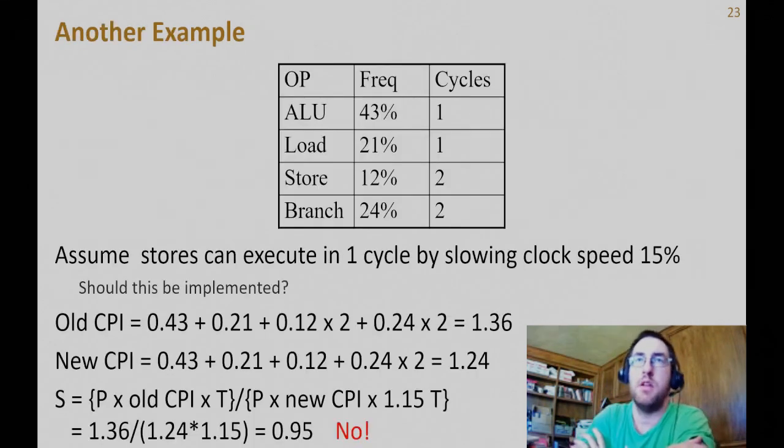So here we've got a table that describes an instruction mix of a program. Suppose 43% of the instructions executed are ALU instructions and they take 1 cycle. 21% of the instructions executed are loads and they take 1 cycle. 12% of the instructions are stores and they take 2 cycles, and 24% of the instructions are branches and they take 2 cycles. Should we implement an improvement to reduce the store cycle time by 1? So change it from 2 cycles to 1 by slowing the overall processor clock speed by 15%.